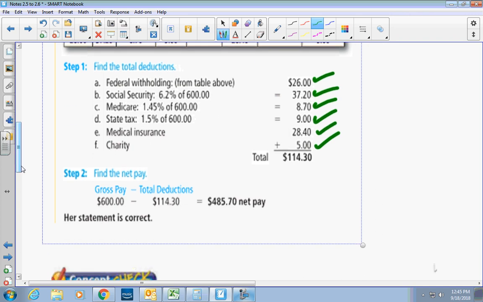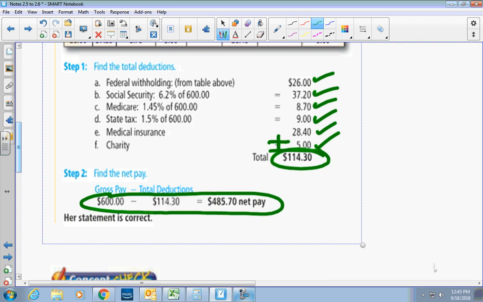So now we're going to add all these together. It's $114.30. We are going to subtract that from $600. 600 minus $114.30. So we need to write down that her statement is correct.